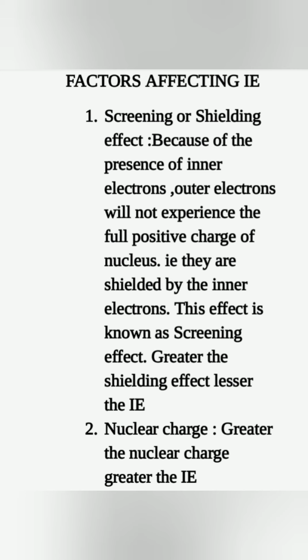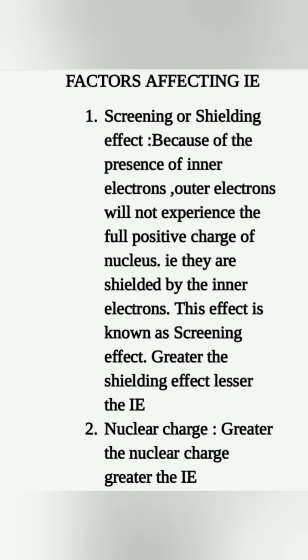First factor is the screening or shielding effect. What is the screening effect? Because of the presence of inner electrons, the outer electrons of the atom will not experience the full positive charge of the nucleus. That means they are shielded by the inner electrons, because all the electrons are negatively charged. So when the outer electron comes closer to the nucleus, because of the presence of the inner electron, it gets shielded. This effect is known as the screening effect. Greater the shielding effect, lesser is the ionization enthalpy.